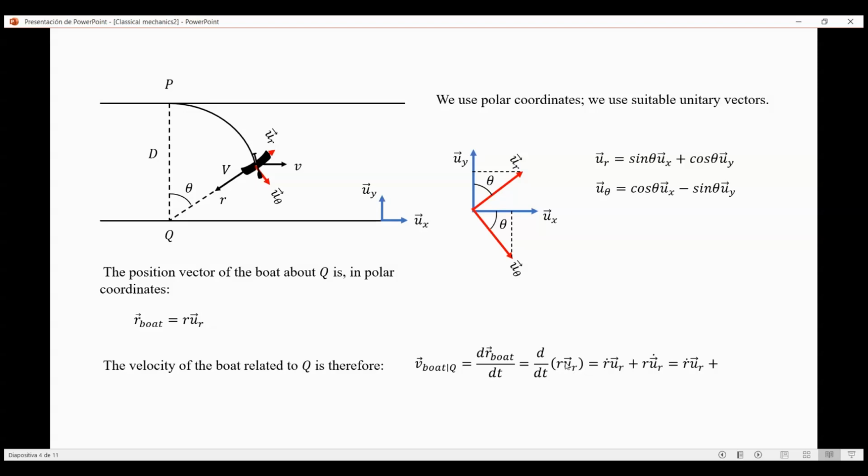So what do we get? The derivative of the coordinate r with time, u sub r, plus the radial distance and the derivative of the radial vector, because the radial vector depends on time as well, it varies in time. As we see here in the drawing, it is not the same as the rower moves. You see here, he arrives to this point from P, and if he continues, the radial vector is always changing. And we see here, x and y unitary vectors are constant, but u sub r and u sub theta are not.